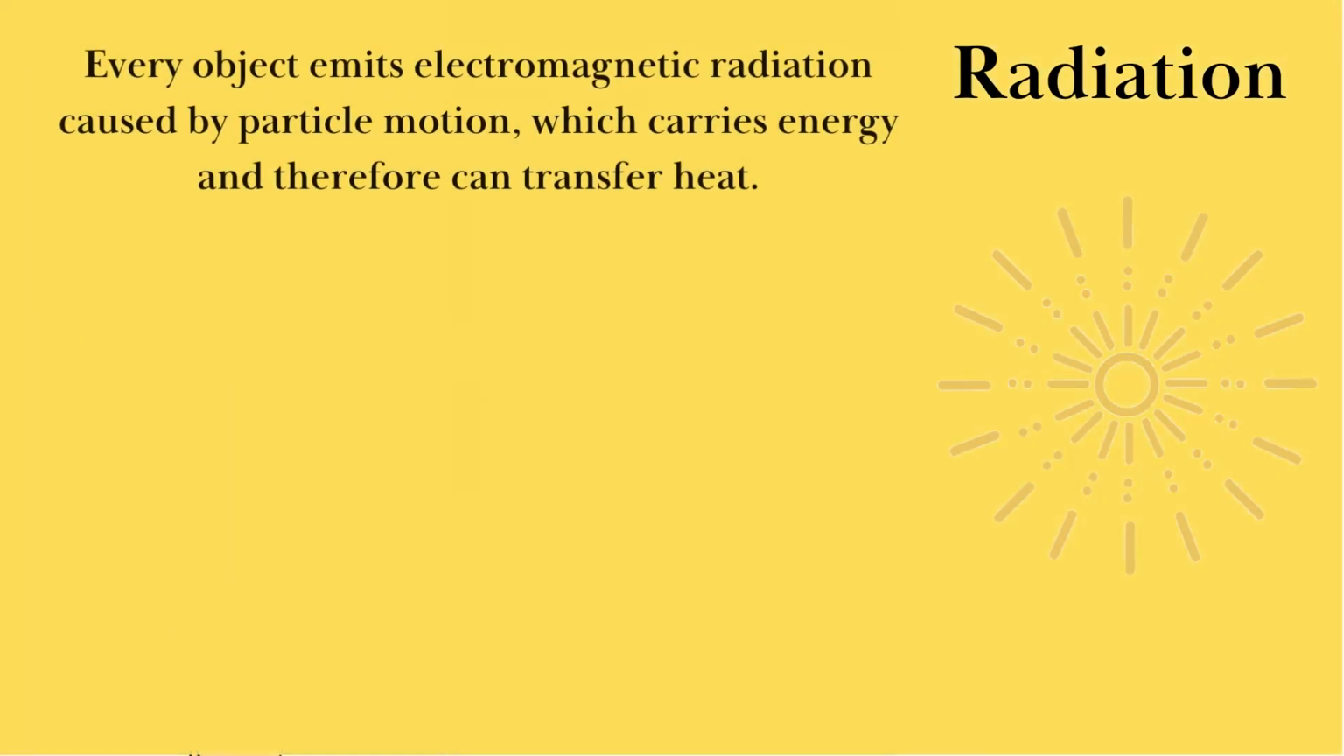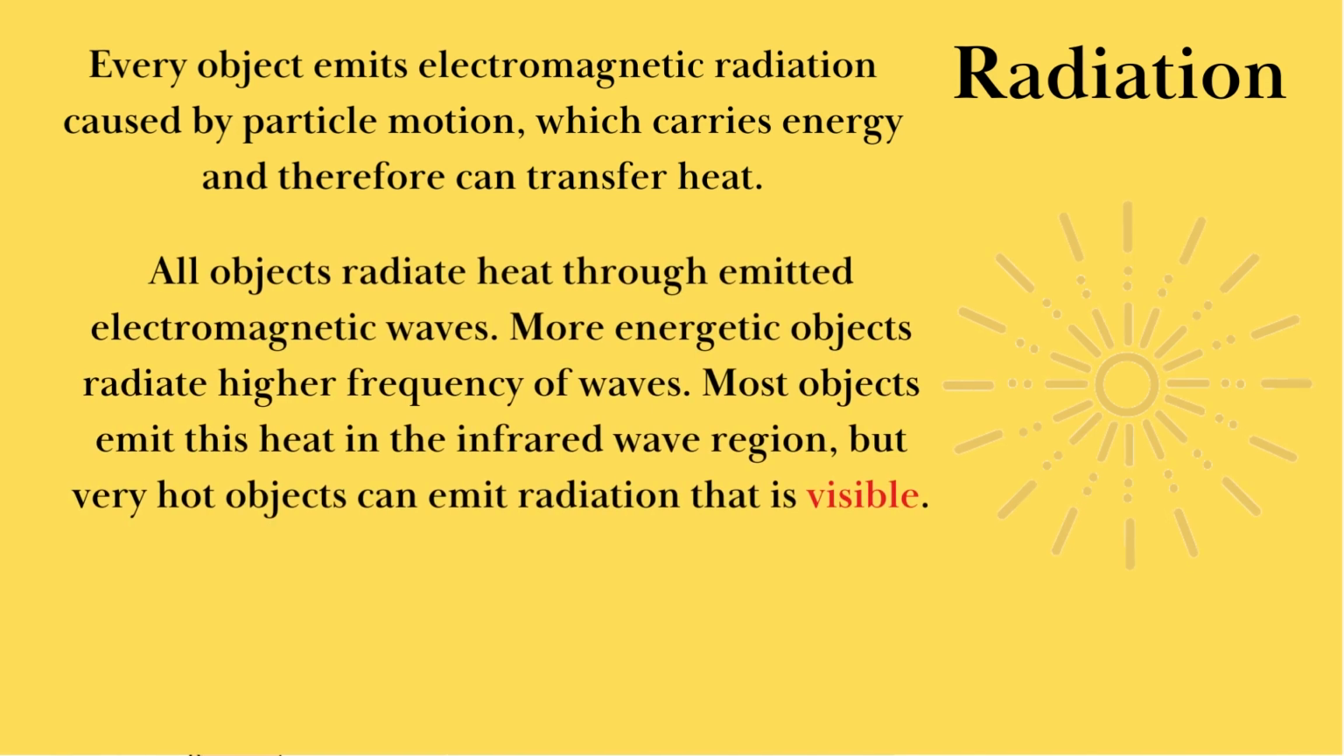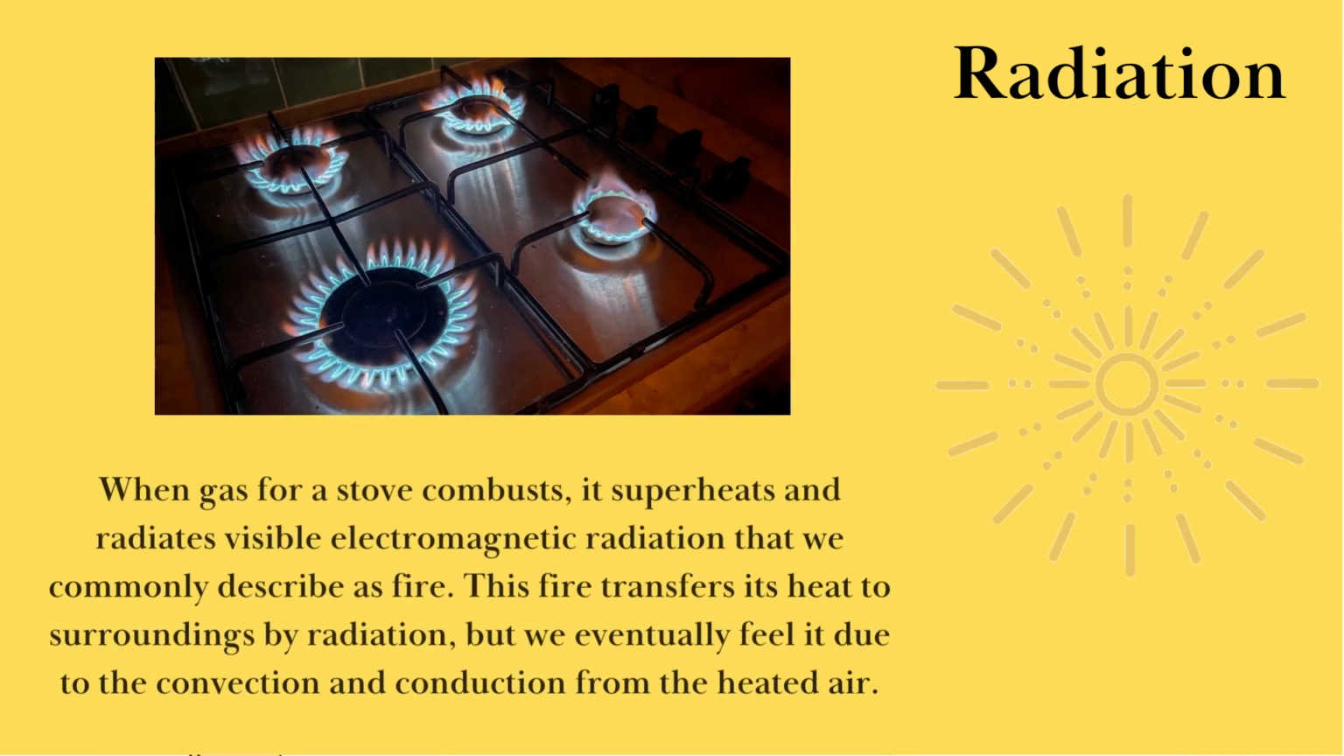Third is radiation. Every object emits electromagnetic radiation caused by particle motion, which carries energy and therefore heat. The emitted electromagnetic waves of most objects are in the infrared region, but higher energy and temperatures can make an object glow due to radiation that has reached the visible light spectrum.